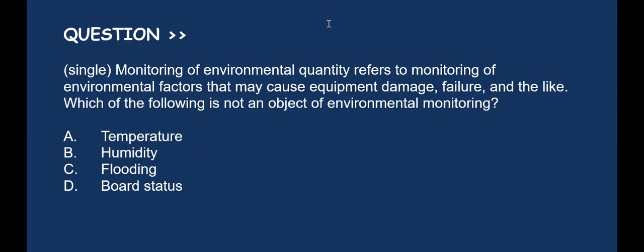Next one, monitoring of environmental quantity refers to monitoring of environmental factors that may cause equipment damage, failure, and the like. Which of the following is not an object of environmental monitoring? Option A, temperature, option B, humidity, option C, flooding, option D, boat status. This is the test question. All you need to do is to answer it in the comment.